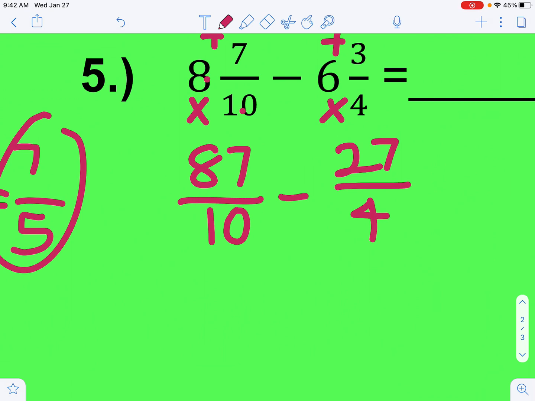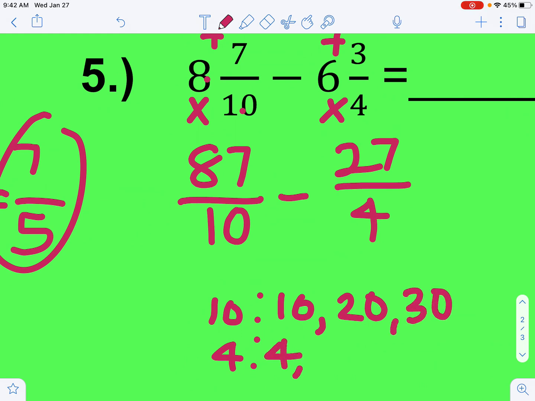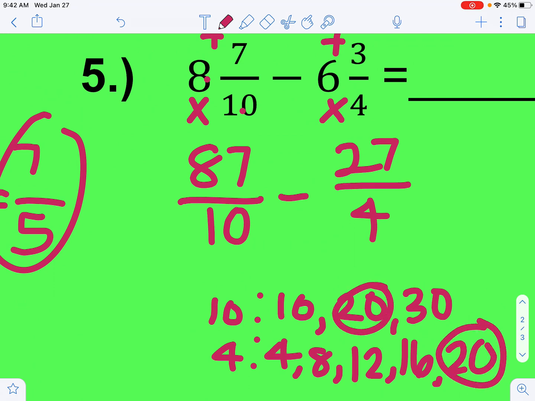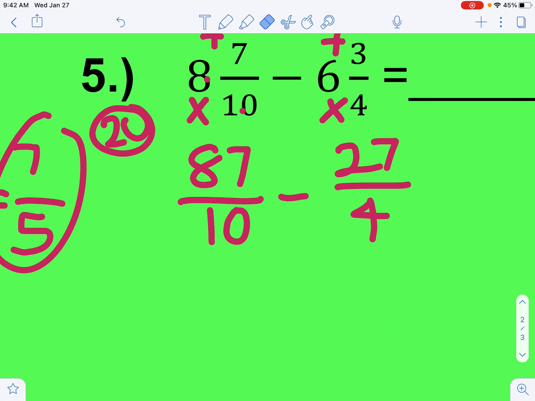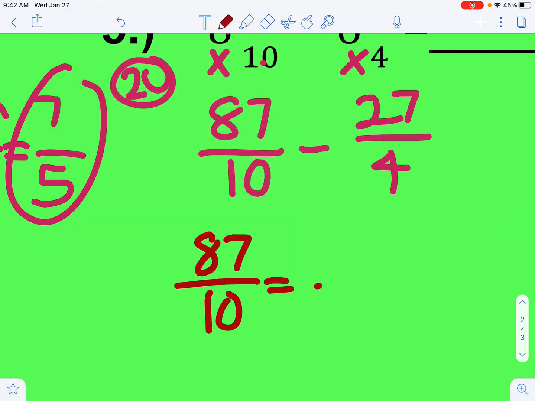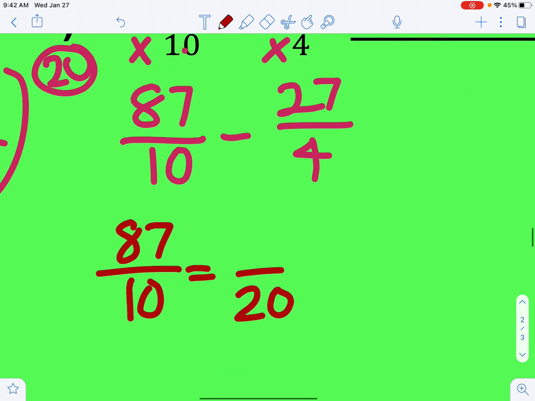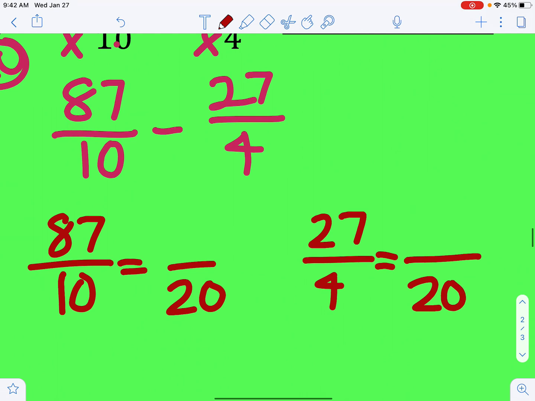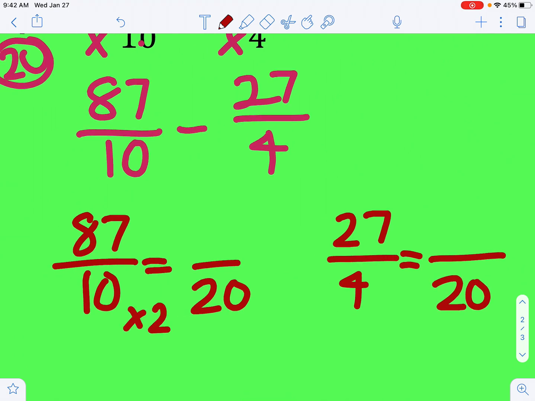Alright, now we need common denominators. So between 10 and 4, let's count and see what our common denominator is going to be. 10, 20, 30. 4, 8, 12, 16, 20. Found it. 20 is our common denominator, okay? Alright, so we need to change 87 over 10 to have a denominator of 20, and also 27 over 4 to have a denominator of 20.